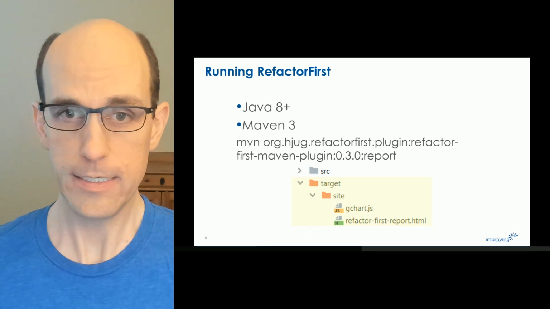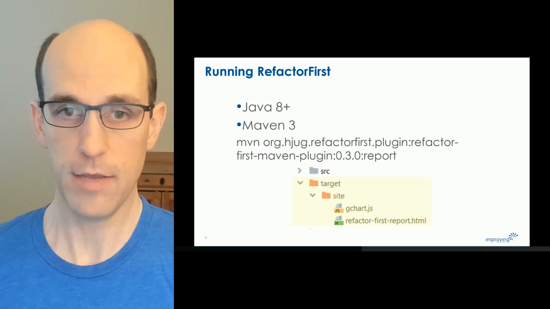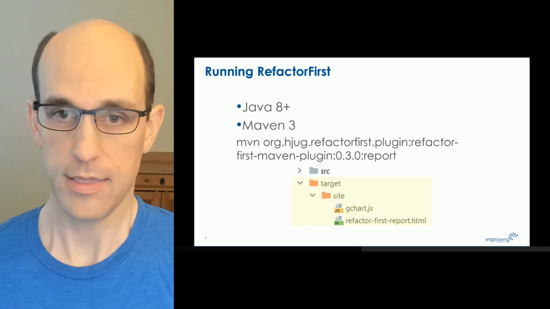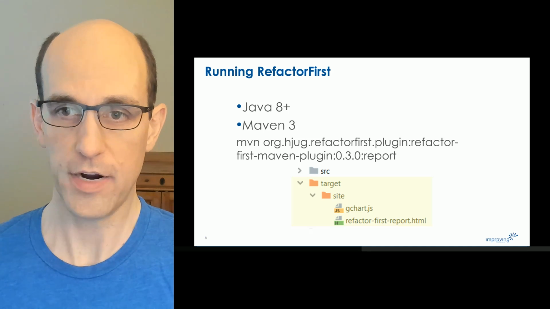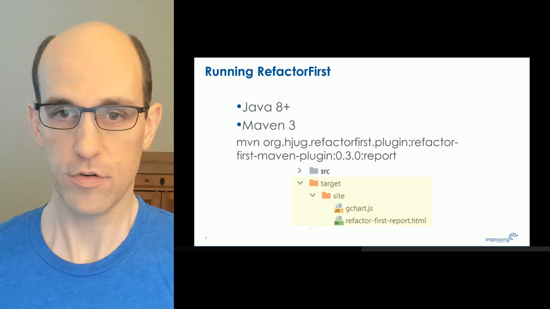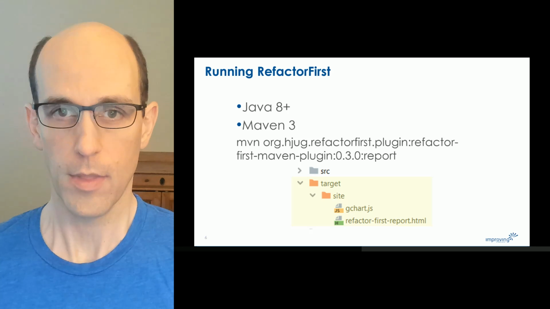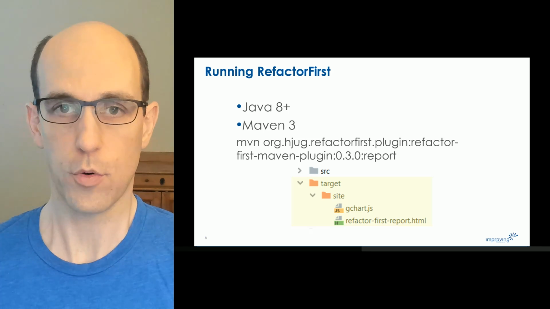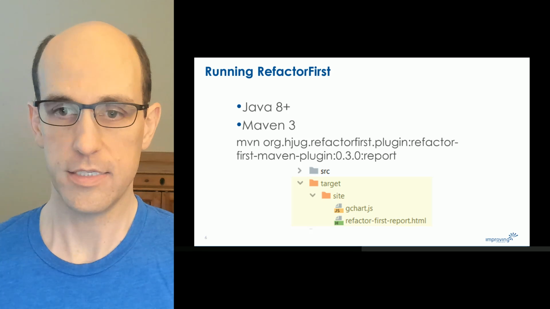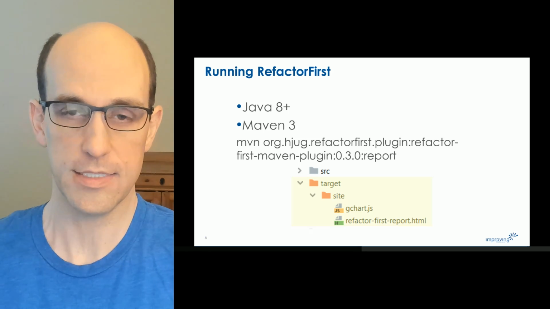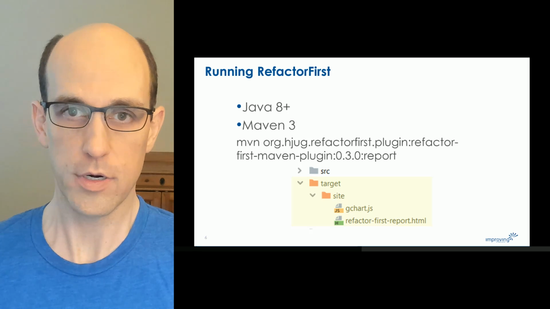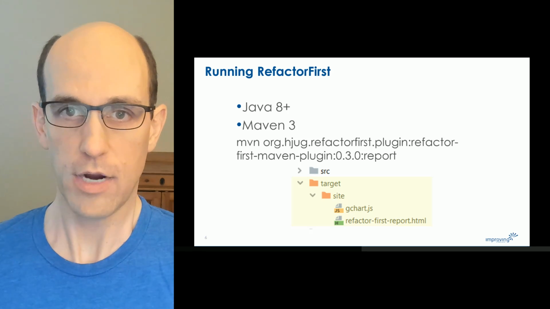So running RefactorFirst. What do you need to run it? You need Java 8 and Maven 3, and that's really it. So you can run this Maven goal, org.hjug.refactorfirst.plugin, refactor-first-maven-plugin 0.3.0 report, and then it will generate the RefactorFirst report, as you see here, and a gchart.js, which contains the Google chart that's generated by the tool. So open up refactor-first-report.html, and it will generate the graph and the table for you that you saw earlier.